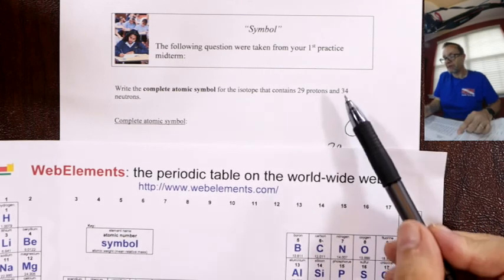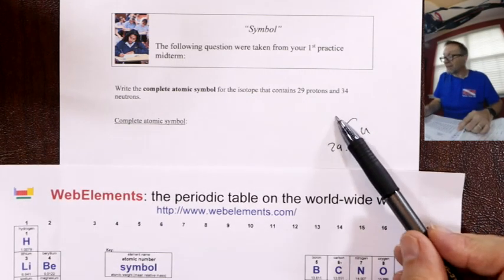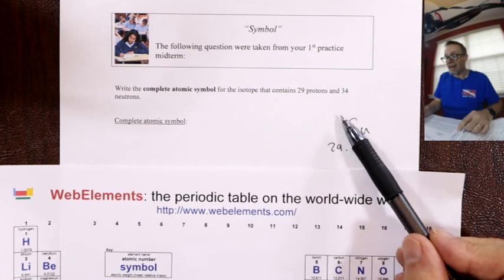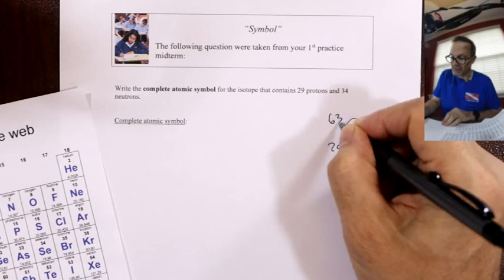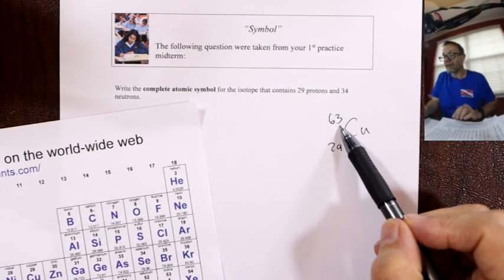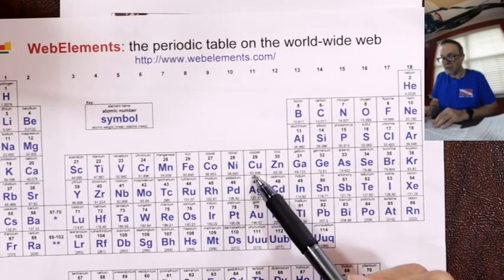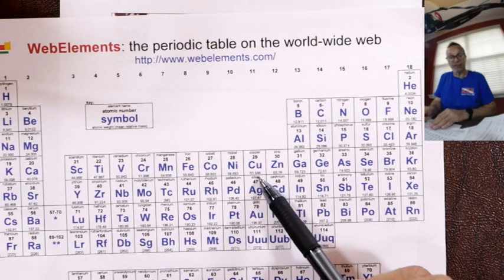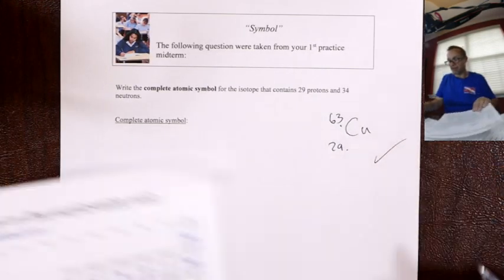Now be careful, it has 34 neutrons, right? So 34 is not going there, right? That's the mass number. So 34 and 29, what do we get? 63, okay? Now remember, the mass number is going to be close to the average weight, which is in the periodic table. So 63.546 is the average copper. This one particular isotope weighs 63, makes sense, right?